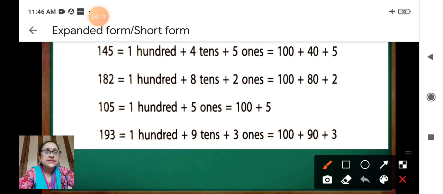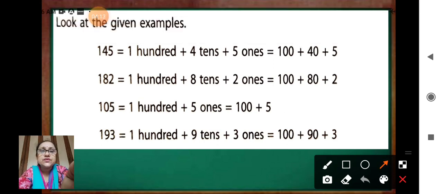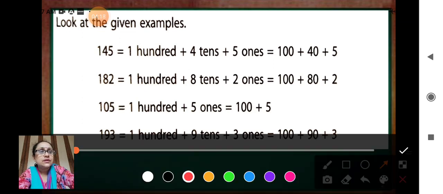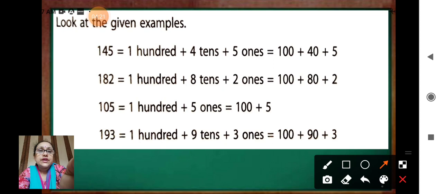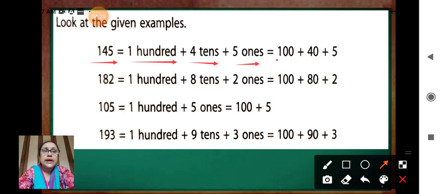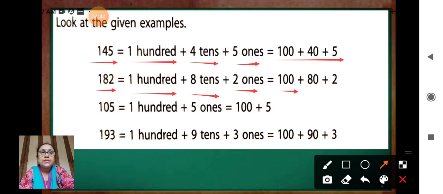Now look at the given examples. See here, the number is 145. Okay, 145. So we can write like this: 100 plus 4 tens plus 5 ones equal to 100 plus 40 plus 5. The next one, 182. Again equal to 100 plus 8 tens plus 2 ones, 100 plus 80 plus 2. Okay.